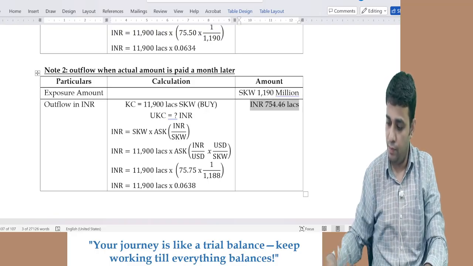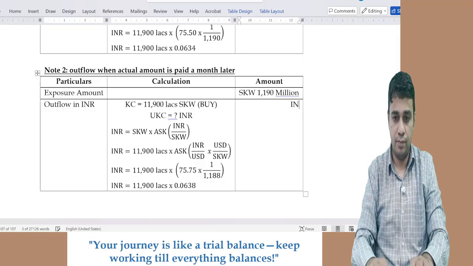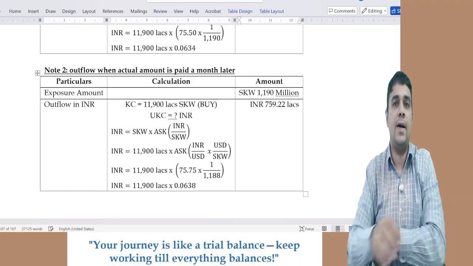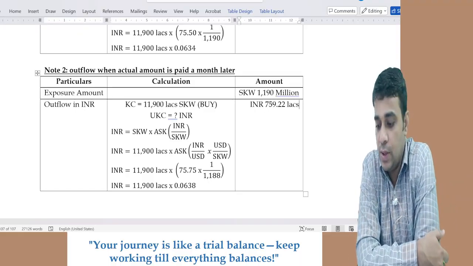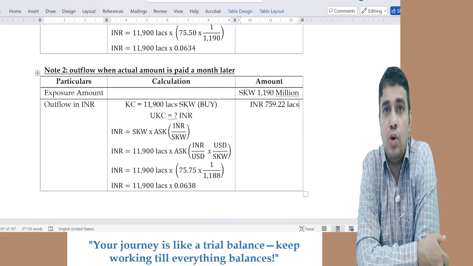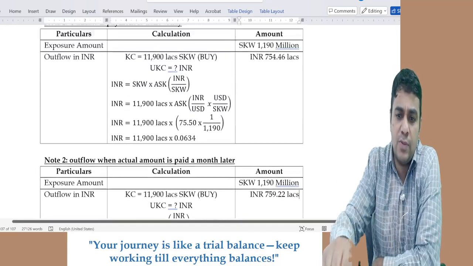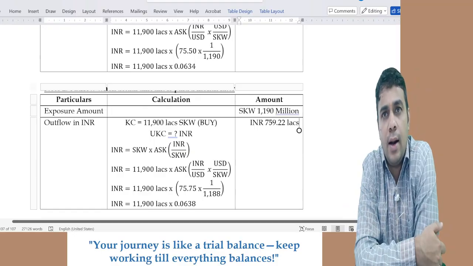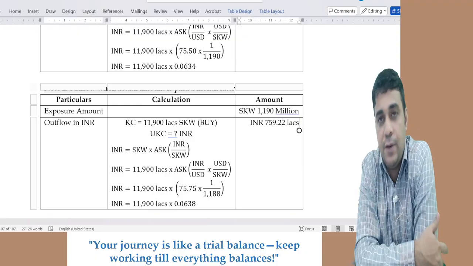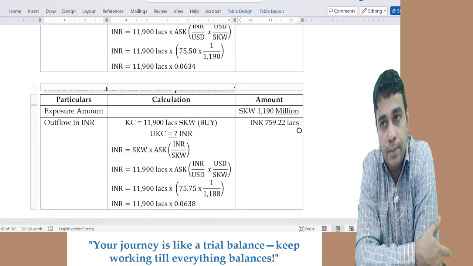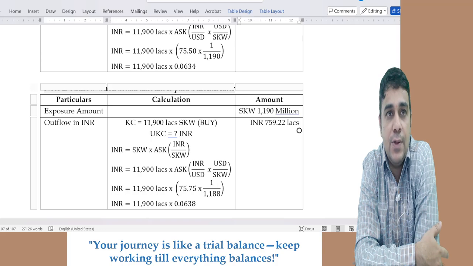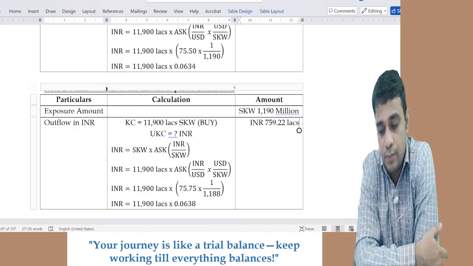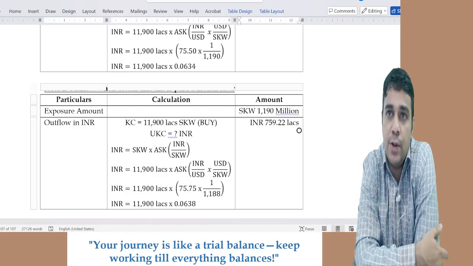How much? So I am going to make an extra payment as compared to the original plan. Originally, if I had gone through today's payment, I would have made a payment of some 754, and later under the no hedge scenario, I have to make 759.22. Comparison is comparing these two amounts, and I'll say there is a profit or loss which is going to happen.